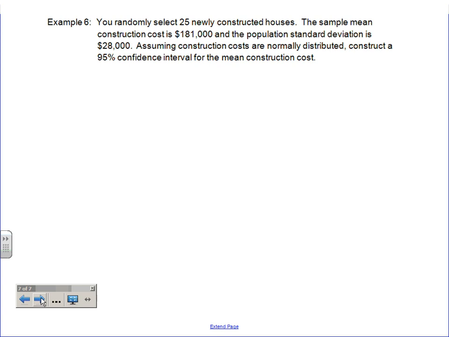This isn't going to be T. I know it's only 25, but if you know the population standard deviation, you can just go ahead and use a normal distribution. So that's what we're going to do. So we don't have to worry about degrees of freedom. We know N is 25. We know our confidence that we're looking at is 0.95.